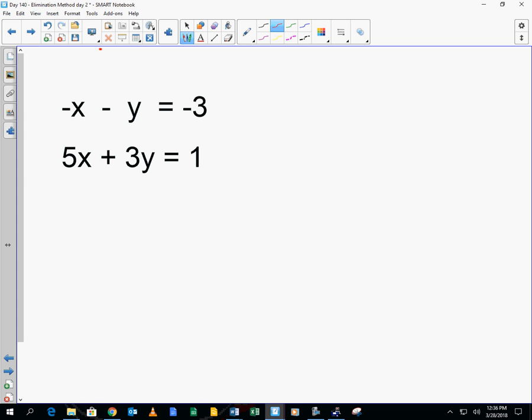Suppose I wanted the x's to go away. What is the additive inverse for 5x? So I would need a negative 5x. Suppose you wanted the y's to go away. What would be the additive inverse for 3y? So in this situation, you really get to choose. Would you like to make the x's go away, or would you like to make the y's go away?